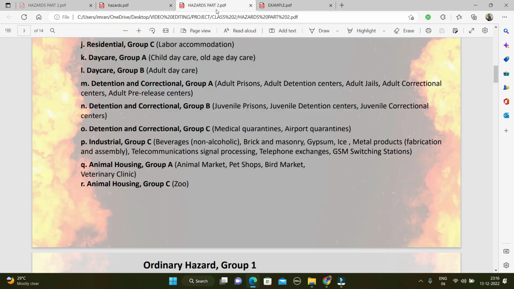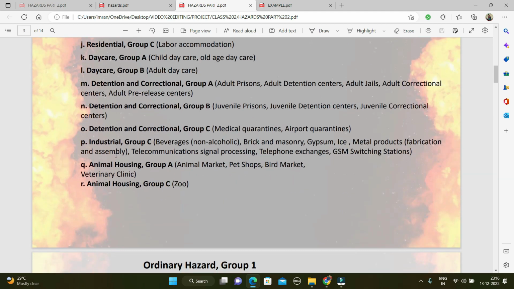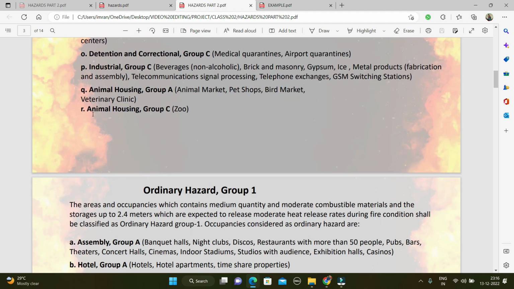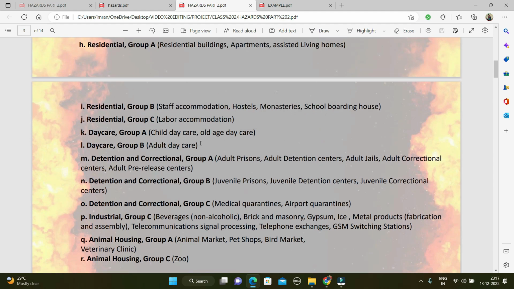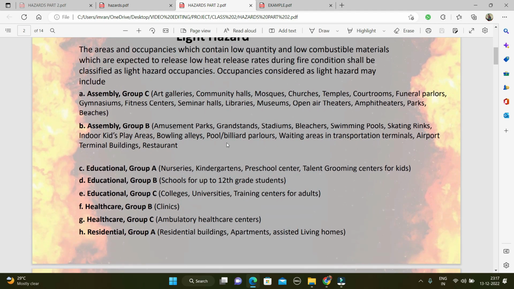We can imagine and design, but that one is not proper. But if we select something like a bird market, it comes under light hazards, so we can design easily according to light hazards. Also, a zoo comes under light hazards.